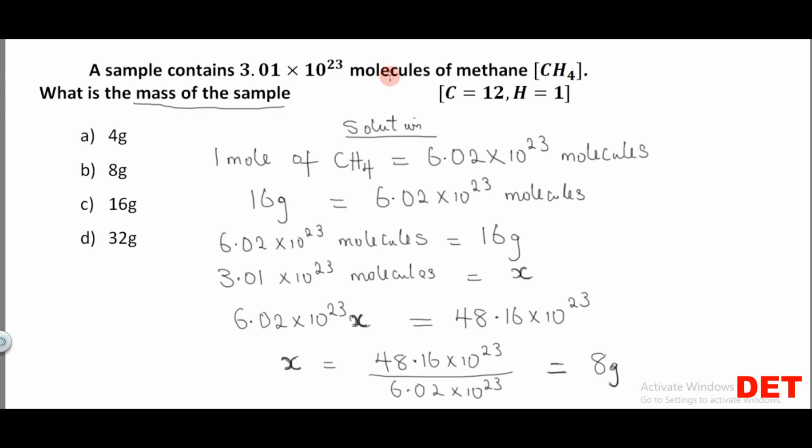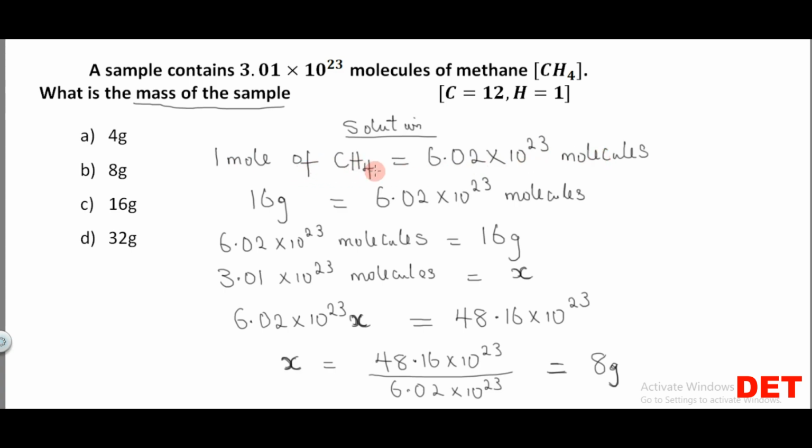The first thing that you should know is that 1 mole of a substance is equal to Avogadro's number. So 1 mole of methane is equal to 6.02 times 10 raised to the power 23, which is Avogadro's number. So 1 mole of methane is equal to 6.02 times 10 raised to the power 23 molecules.